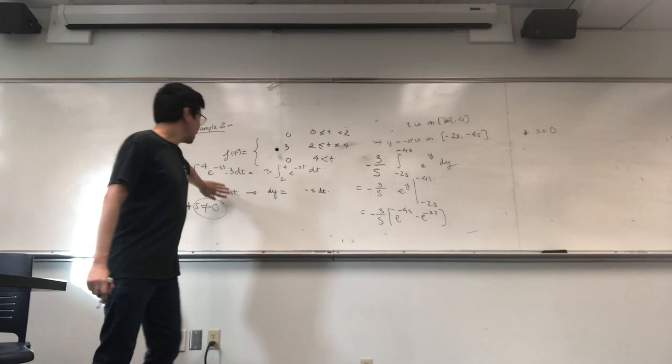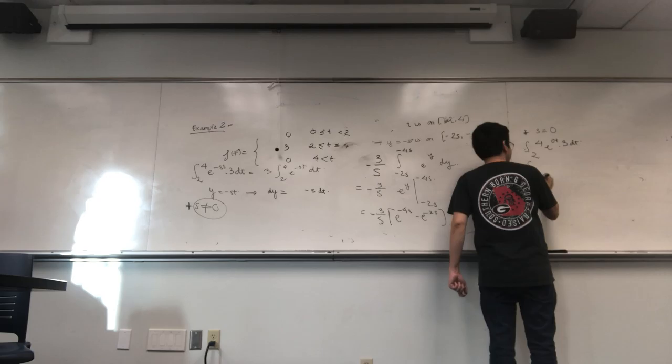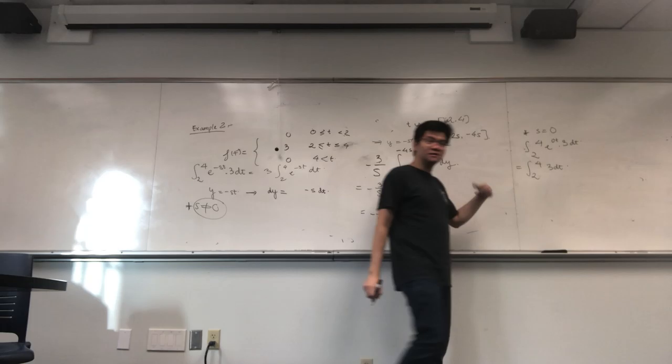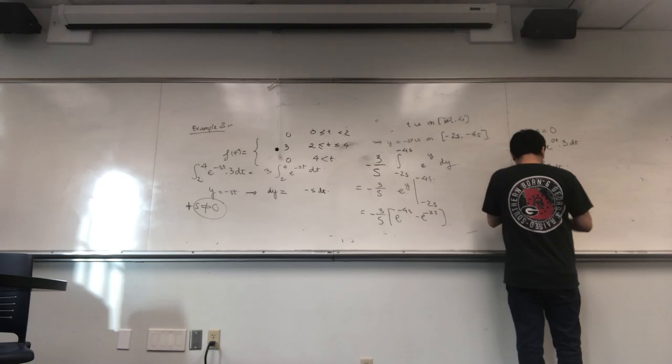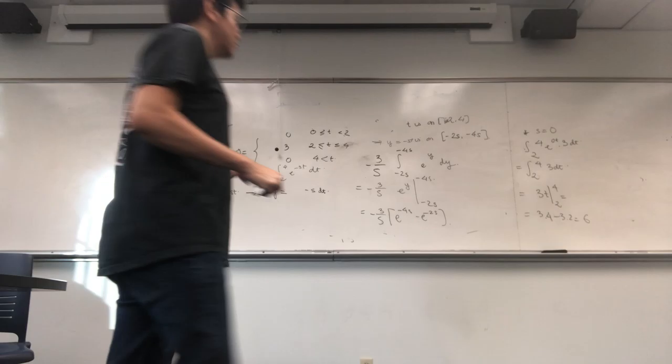So when s is 0, I have the integral from 2 to 4 of e to the 0t times 3 dt. And this is the integral from 2 to 4 of 3 dt, right? So the antiderivative of 3 is 3t. So you have 3t from 2 to 4, and this gives me 3 times 4 minus 3 times 2, and this is 6, that's it. All right, so when s is 0, the Laplace transform will be 6, all right?